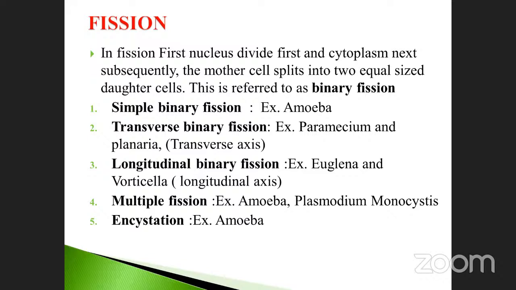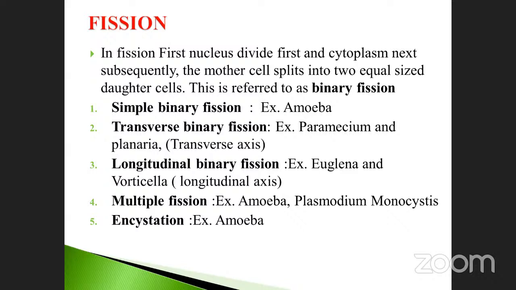See the fissions. In fission, first the nucleus divides, I already told you, and the cytoplasm next. During reproduction, take examples of amoeba, paramecium, euglena, or whatever it may be. The first division is the nucleus undergoing division. Next is the cytoplasm. That is called karyokinesis first and cytokinesis the second one.